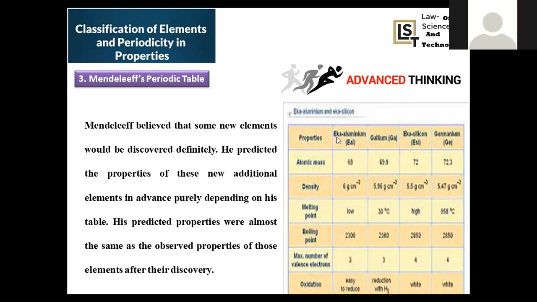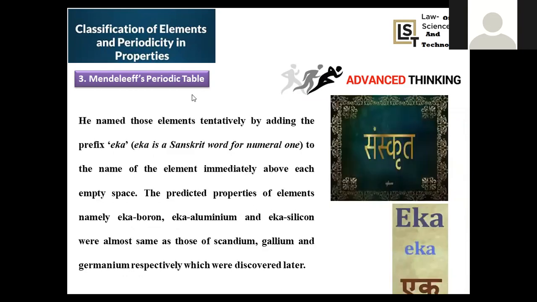So what elements did we measure here? Eka aluminium is identified as gallium. Eka silicon is identified as germanium. So this table shows the assumption and the actual invention. That kind of tabular form is represented here.